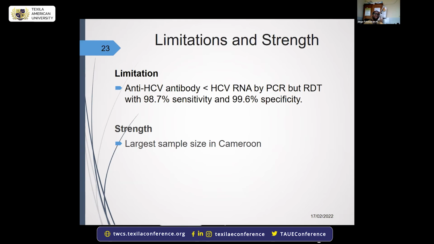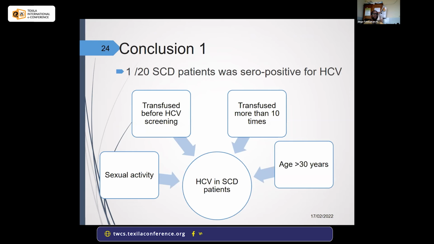The strength of our study is the fact that so far we have the largest sample size for this kind of study done in Cameroon. So the study could be taken as a reference.